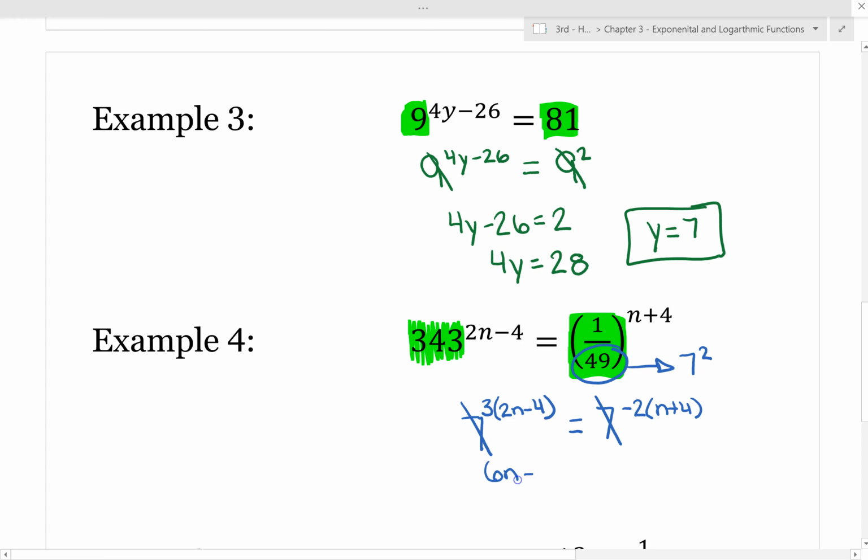So as we drop, we're going to distribute. So 6n minus 12 equals negative 2n minus 8. So I'm running out of room here. So I'm going to add my 2n. I get 8n. Add my 12. I will get a 4. And then when we divide by 8, n will equal a half.